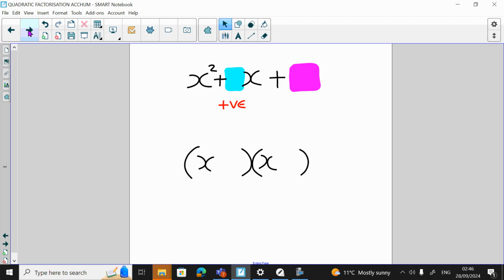If the sign of the middle term is positive, then in a bracket to the right of the x's, they will both be positive. So the plus sign means positive. They will both be positive. On the other hand, if the sign of the middle term is negative, that's the middle term, okay? Middle term negative, then the signs to the right of the x's in the brackets will both be negative.